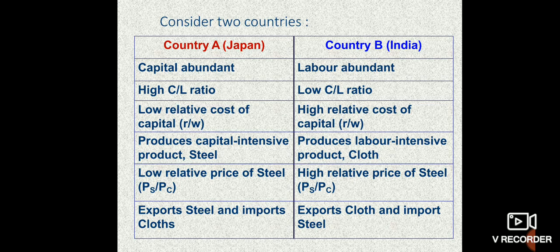The US exports steel and imports cloth, whereas India is labor abundant, with a low capital-labor ratio. Here the capital is less and the labor is high, so the relative cost of capital is high. India produces labor intensive products, that is cloth, and has a high relative price of steel. So the relationship between the price of steel and the price of cloth is high, and India should export cloth and import steel.